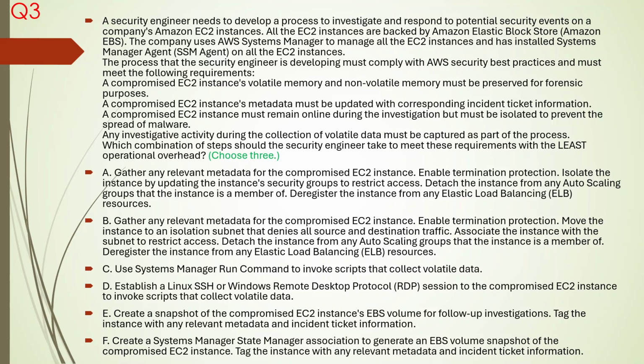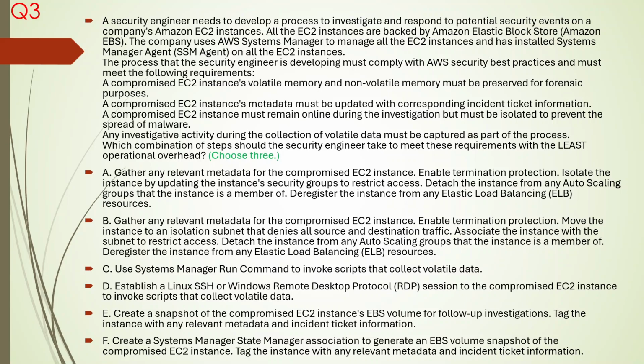You need to choose 3. Letter A, gather any relevant metadata from the compromised EC2 instance. Enable termination protection. Isolate the instance by updating the instance security group to restrict access. Detach the instance from any auto-scaling group that the instance is a member of. Deregister the instance from the elastic load balancing resources.